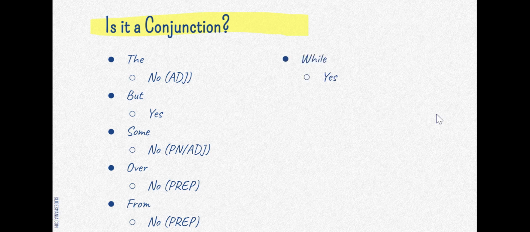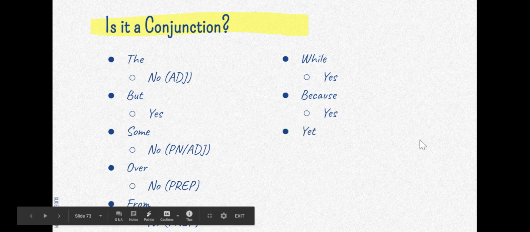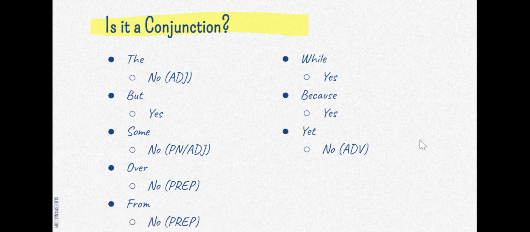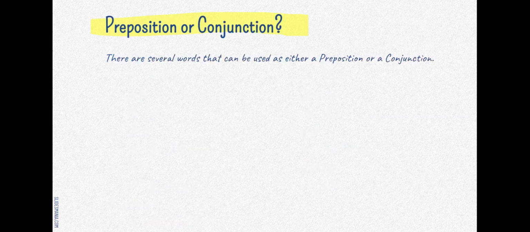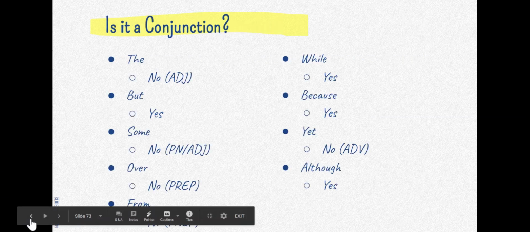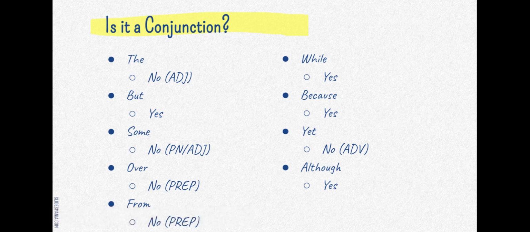While is a conjunction. Yes, it's one of the subordinating ones. Because, yes, is a conjunction. Yet is no, not a conjunction. It is an adverb. Although, yes, is a conjunction. Oop, and that was our last one. So take a moment and correct your notebook if you need to. Make sure you've got the right answers on there.